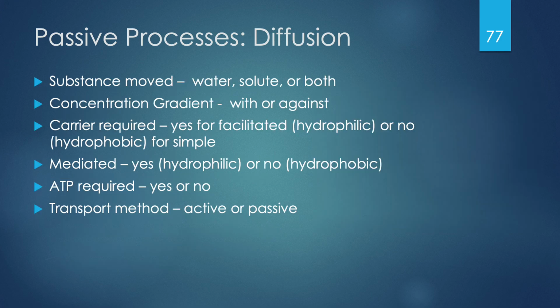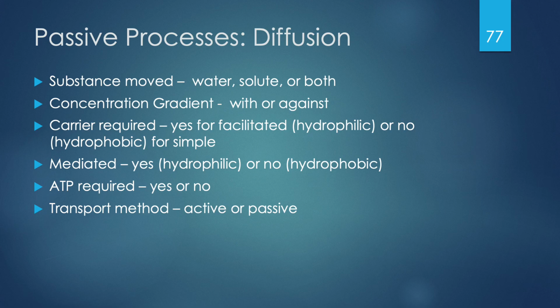Here are some questions to ask yourself about diffusion. First off, which substance is moving? Is it water, the solute, or both? In the case of diffusion, it is the solute that is dissolving, right? The sugar cube is dissolving into the water, so it's the solute that moves. And is it moving with or against the concentration gradient? Well, it's moving with the concentration gradient, going from the high level of sugar in the cube to no sugar in the water, right? So it's moving down the concentration gradient, where there's lots of sugar to where there's no sugar.